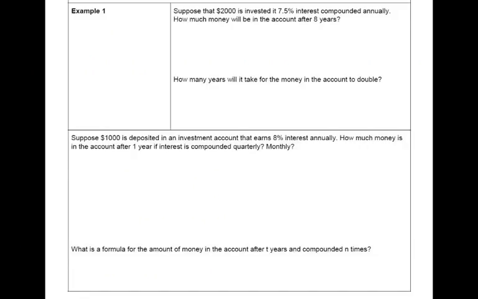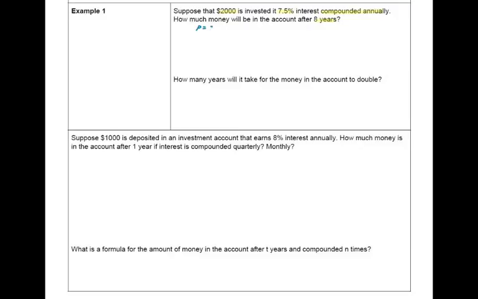So now let's walk through an example. Now that we've looked at the formula, let's walk through an example and quickly calculate what we're looking for. So let's suppose that $2,000 is invested at 7.5% interest compounded annually, and we want to know how much is in the account after 8 years.